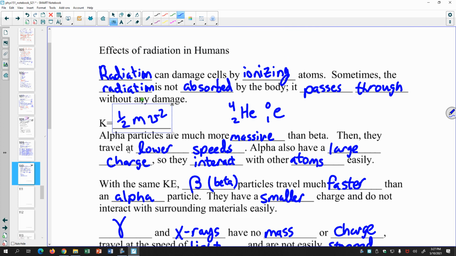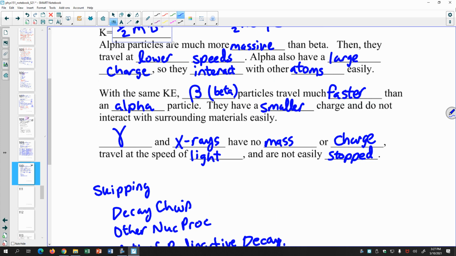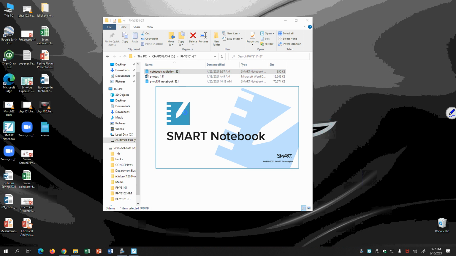Okay, and then the effects of radiation on humans. Stick pretty closely from here all the way to the end to the notes. So actually really closely to the notes. So make sure you just go through and know these parts. And let me open up that other section, the radiation section.